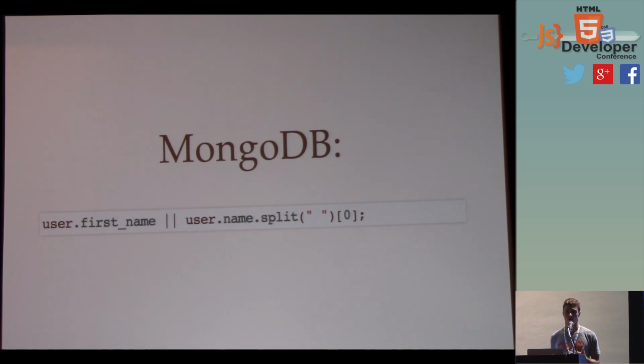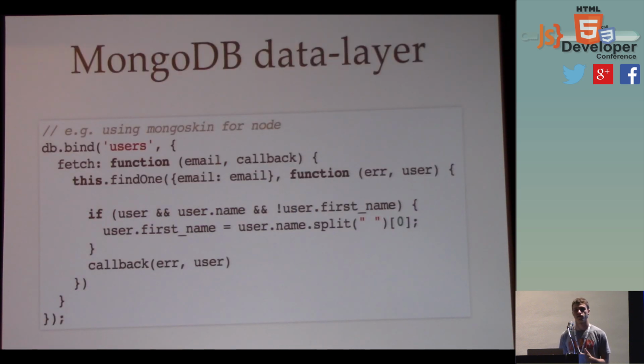And it turns out a lot of Mongo ODMs, which is Object Document Mapper, have some kind of facility for this. So MongoSkin is one of the ones we use for Node. It lets you define these functions that wrap your database. So here I'm defining a fetch function on the users collection that takes an email address. It finds one user by email, because users have unique email addresses. And then if the user has a name, but not a first name, we set the first name to what it should be. And this is kind of better, because now I only have to remember to do this in one place. And this function can just grow, and because it's all encapsulated away, I don't have to care.